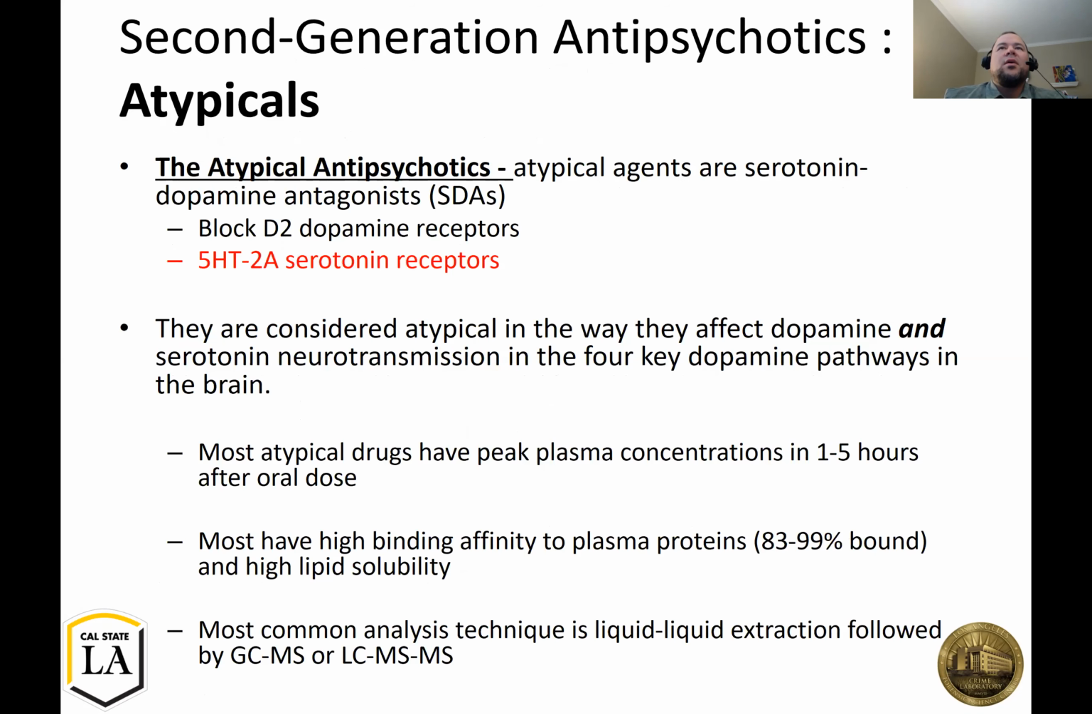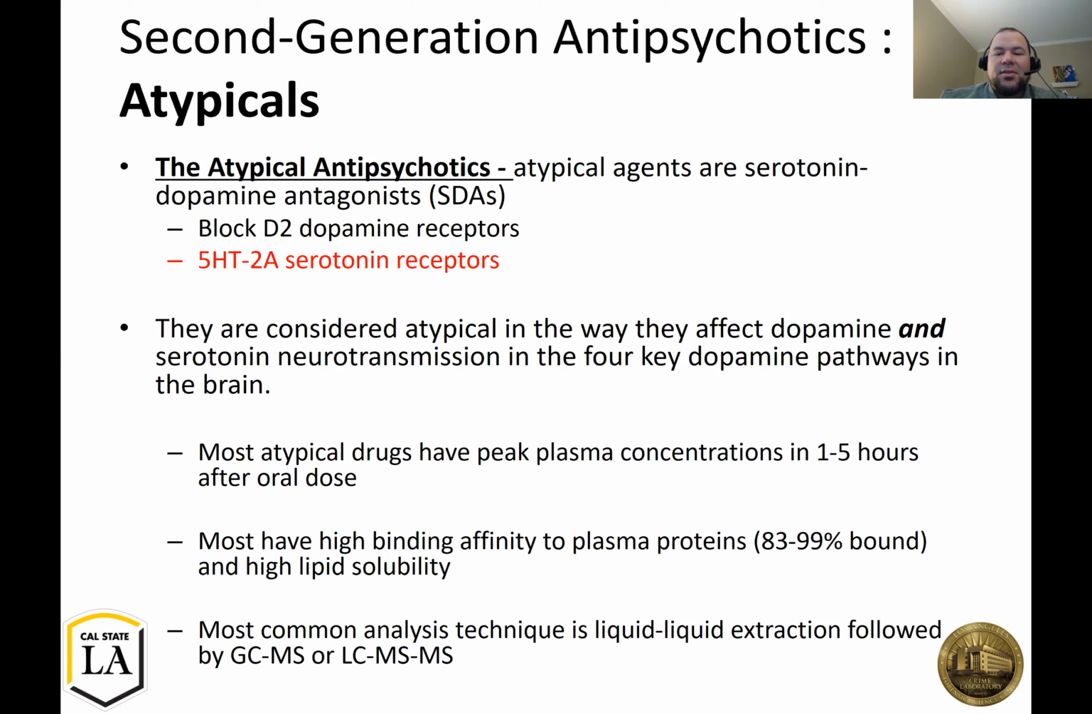Okay, so we have those first generation drugs, and now we have the second generation antipsychotics. All right, so these are called atypical. So we've got the atypical antipsychotics, and remember, all of them are going to block dopamine, but these ones have another little added bonus. They are 5-HT2A serotonin receptor inhibitors. Now we'll get into the mechanism of this, you guys, but it's pretty interesting how this ends up working. So they are considered atypical in the way they affect dopamine and serotonin. That's why they're called atypical.